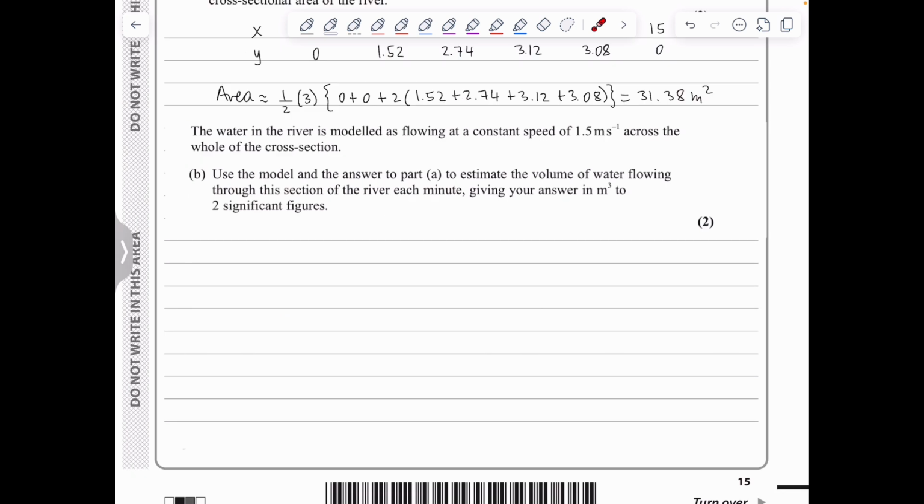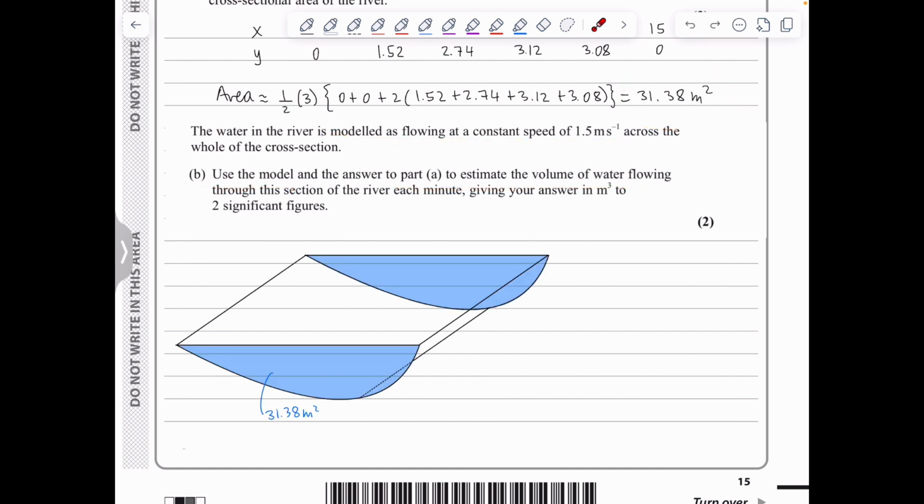In part B, we are told that the water is flowing at a constant speed of 1.5 meters per second, and we need to use the model and the answer to part A to estimate the volume of water flowing each minute. So let's start by considering what's happening here. We've got the cross-sectional area here being estimated to be 31.38 square meters. We know that we are flowing at 1.5 meters per second, which means that in a minute, I will do that times 60. So 60 times 1.5 is 90 meters.